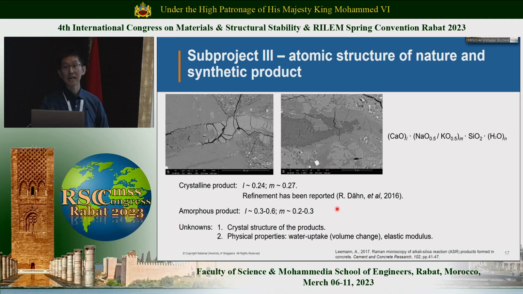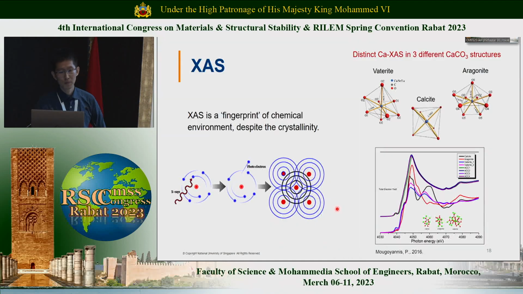We never have this evidence directly at very small scale. So I want to introduce to you another synchrotron technology called X-ray absorption spectra. This is a very powerful technology when you want to study something whose crystallinity you don't really know. For XRD, you need it to be crystalline, but X-ray absorption spectra tells you the chemical environment of a certain element, whether it's crystalline or not.